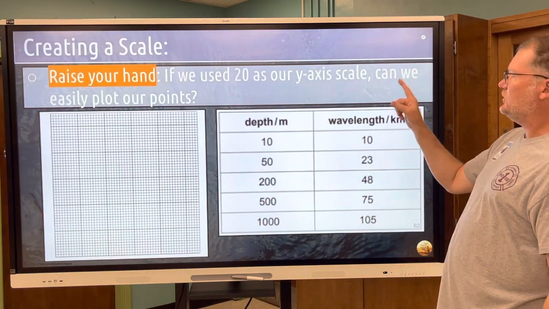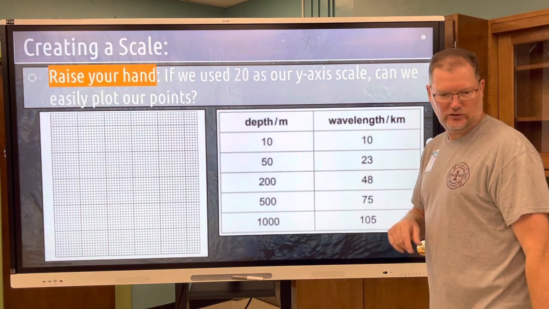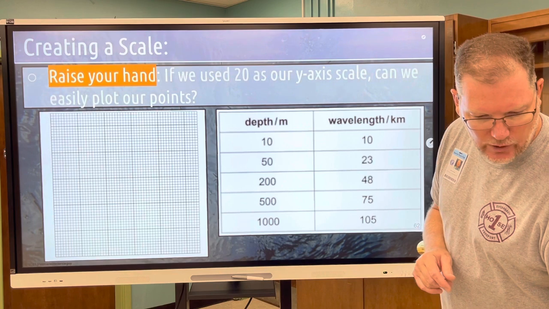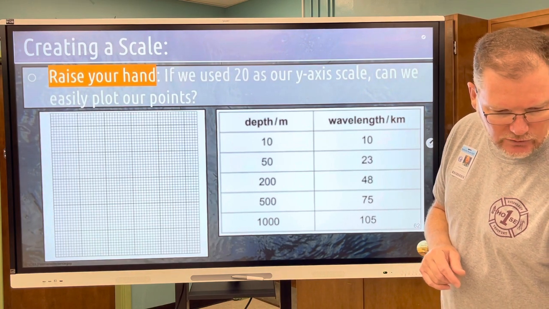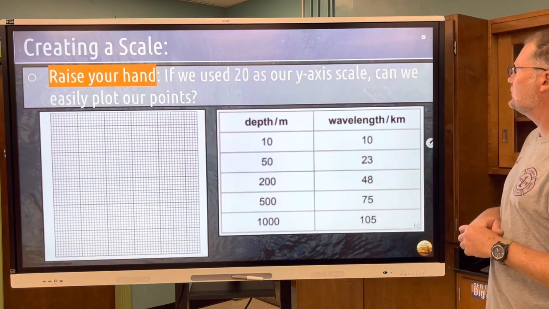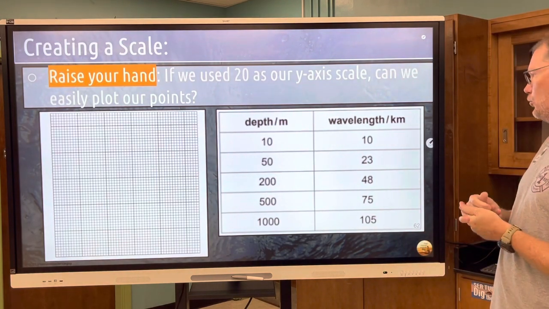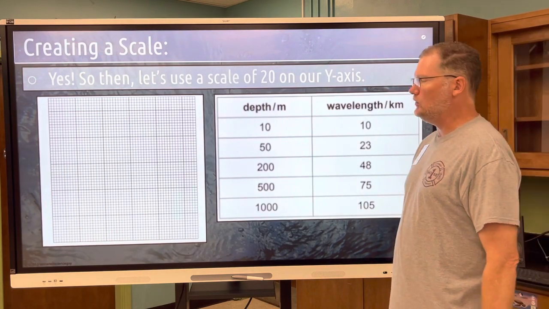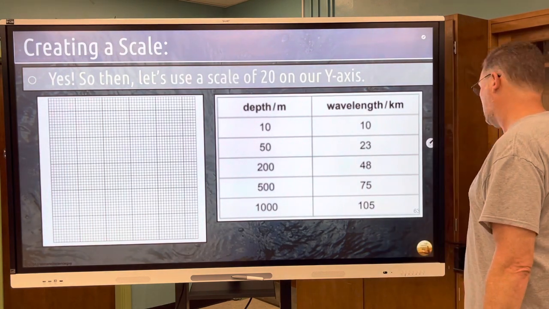If we use 20 as our y-axis, we're on slide 62. So we're not quite on, it's page 7, still on the top, okay? If we use 20 as our y-axis scale, can we easily plot our points? And of course the answer is yes. So let's use a scale of 20 on our axis.